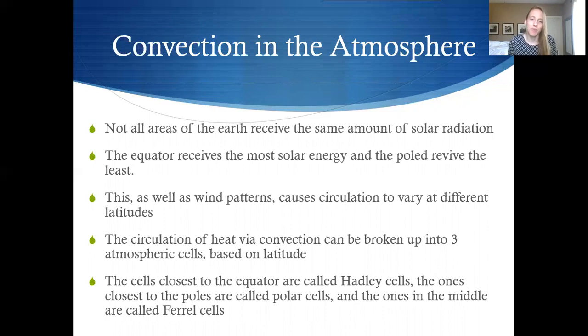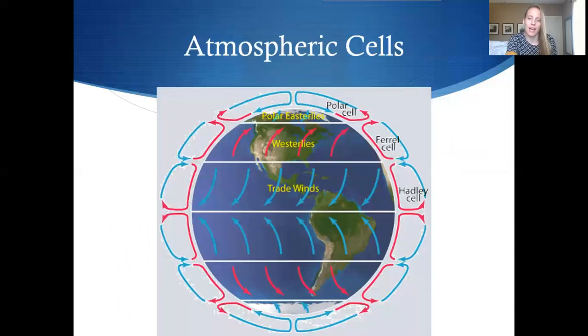Wind patterns, as well as the difference in solar radiation between the equator and the poles, all cause air to circulate at different latitudes. The circulation of heat, because of convection, is broken up into 3 different atmospheric cells. The cells closest to the equator are called the Hadley cells. The ones closest to the poles are called the polar cells, and the ones in the middle of those are called the Ferrel cells. So this is what it would look like. So this would be the equator right here.